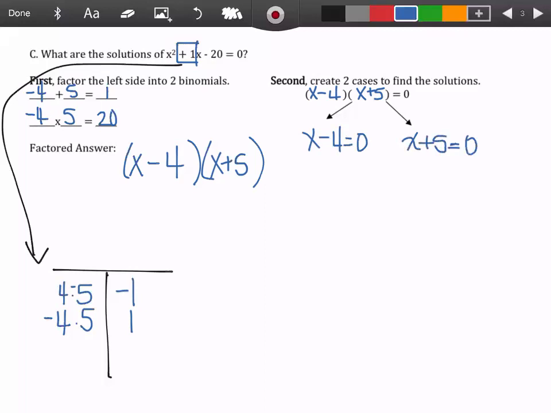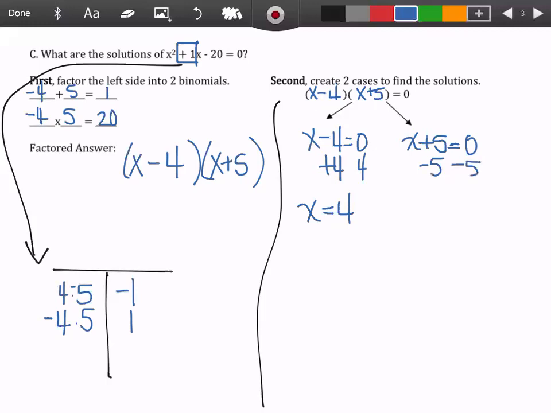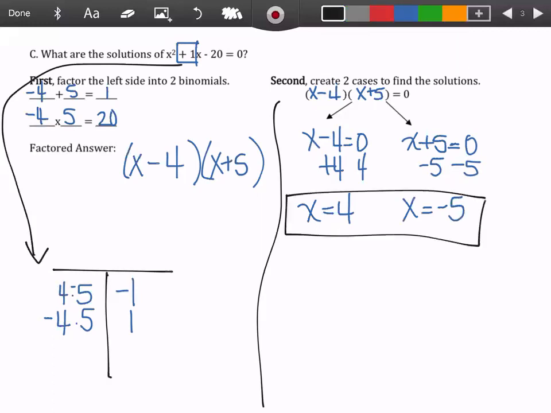And balancing those equations, we get x by itself by adding 4 on the left here. So x is equal to +4. Balance the second equation, x plus 5. We balance that by subtracting 5. And we get x is equal to -5. And those are our two answers. So now you can try factoring and solving for x on your own.